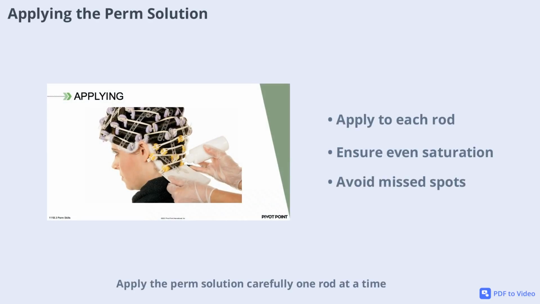Apply the perm solution carefully, one rod at a time, to ensure even saturation. Missing any rods can result in inconsistent curls, so take your time and double-check that every section is thoroughly covered for the best outcome.